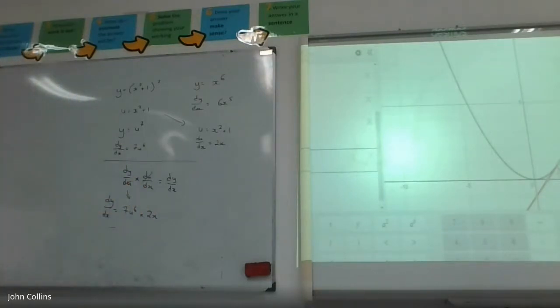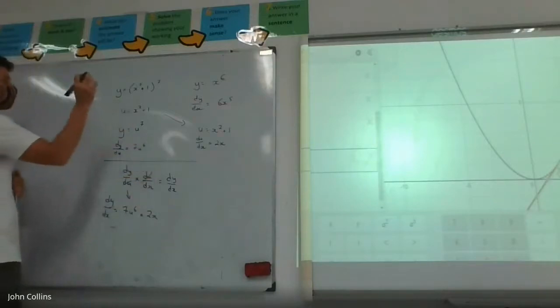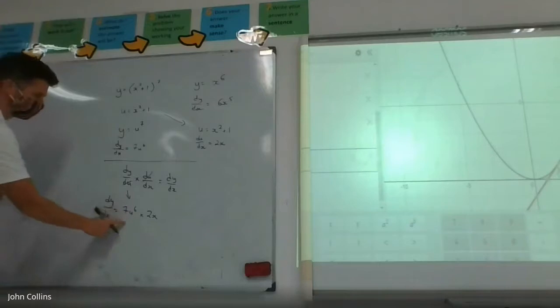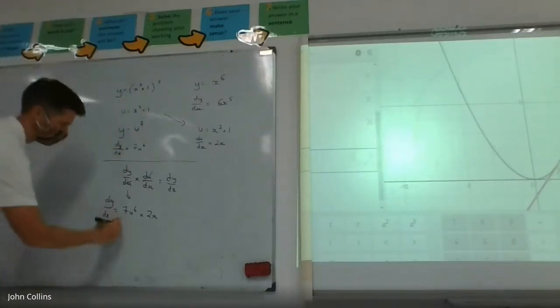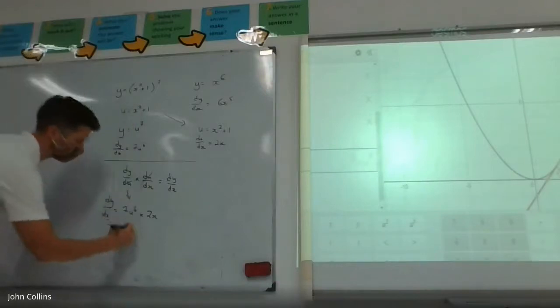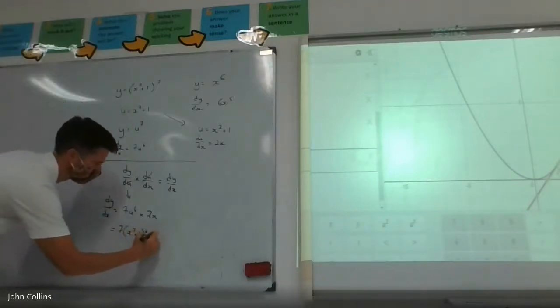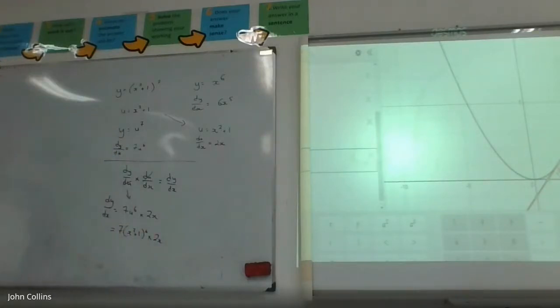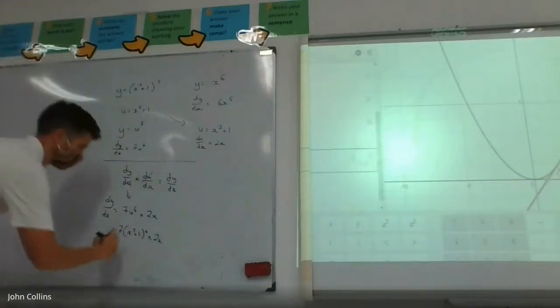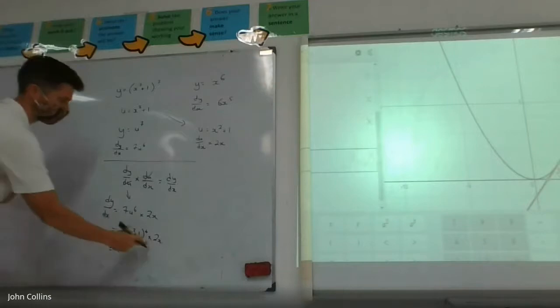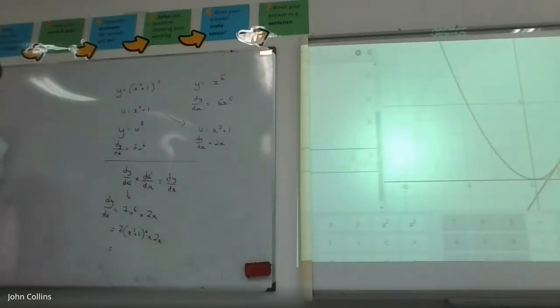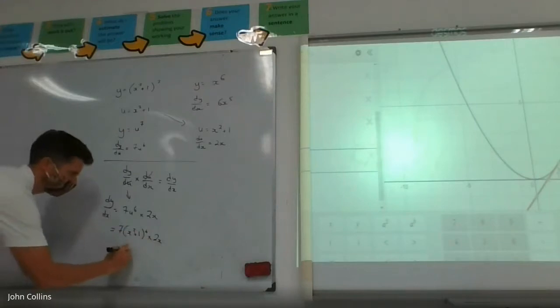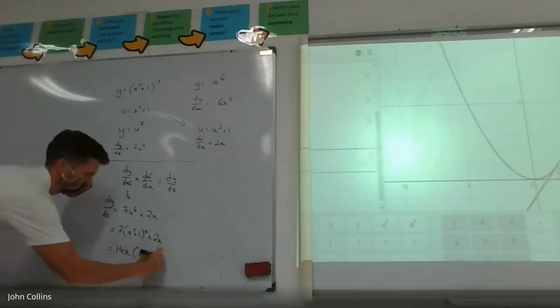Now I don't want u anymore, do I? I know what u is in terms of x. This is the derivative of a mishmash of these two together. But if I put u back in, it's the derivative of this. 7, and I know u is x squared plus 1, to the power of 6, times 2x. And that's the derivative of this, only using what we knew already, how to differentiate a term. And I can simplify that a little bit. You don't have to, but I don't want the multiplication signs. I'm just going to multiply the first thing by the last thing, just to tidy it up a little bit. So I'm going to say 14x times x squared plus 1 to the power of 6.